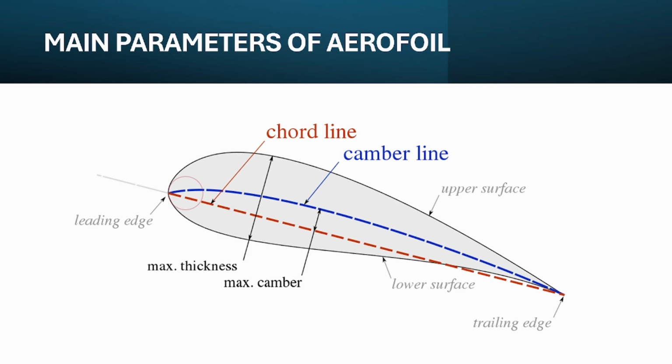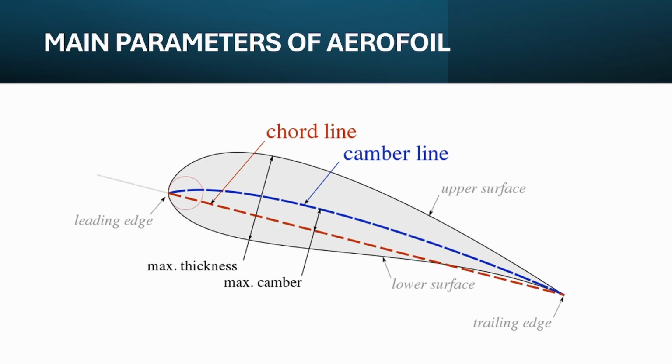As you might know, while an aircraft flies, increased pressure is below the airfoil and decreased pressure is on the top of the airfoil, and that's where these names come from. Also, really important parameters are, first of all, the camber line.